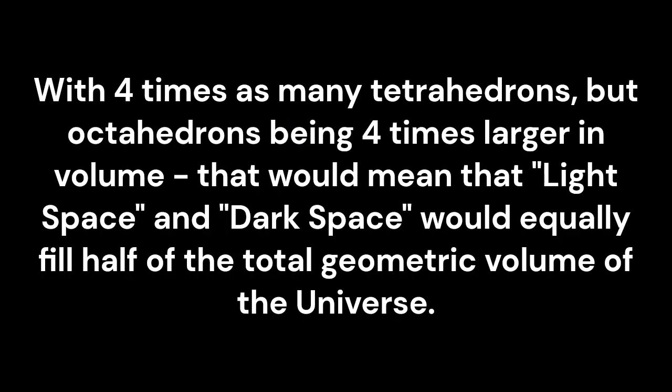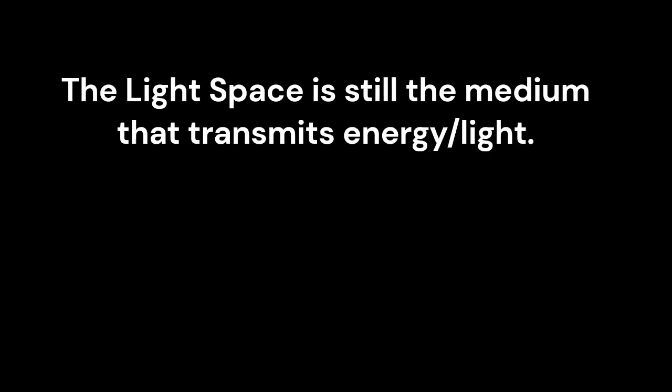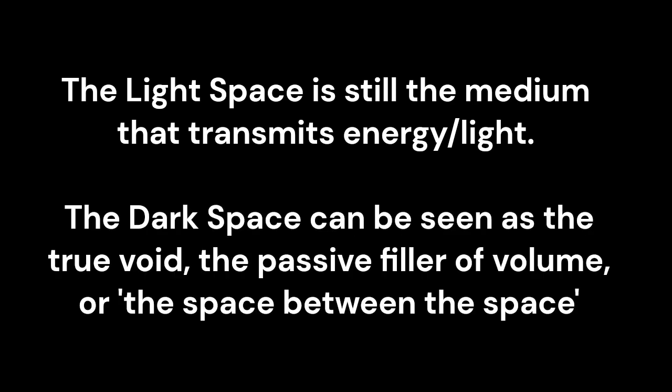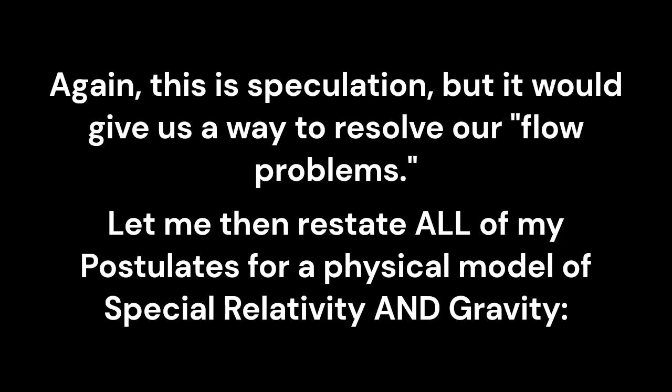With 4 times as many tetrahedrons, but octahedrons being 4 times larger in volume, that would mean that light space and dark space would equally fill half the total geometric volume of the universe. Light space is still the medium that transmits energy and light. The dark space can be seen as the true void, the passive filler of volume, or the space between the space. Again, this is speculation, but it would give us a way to resolve our flow problems.